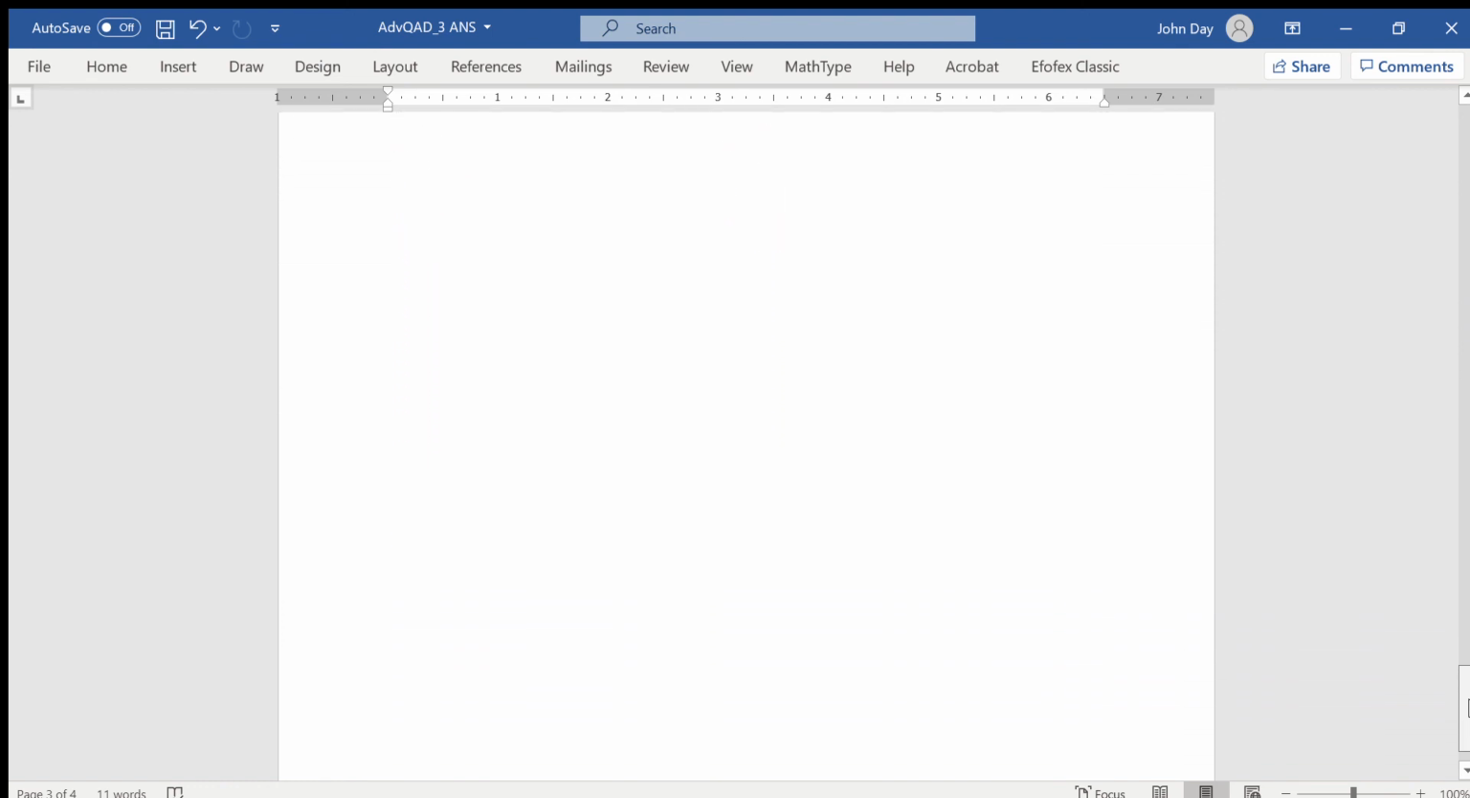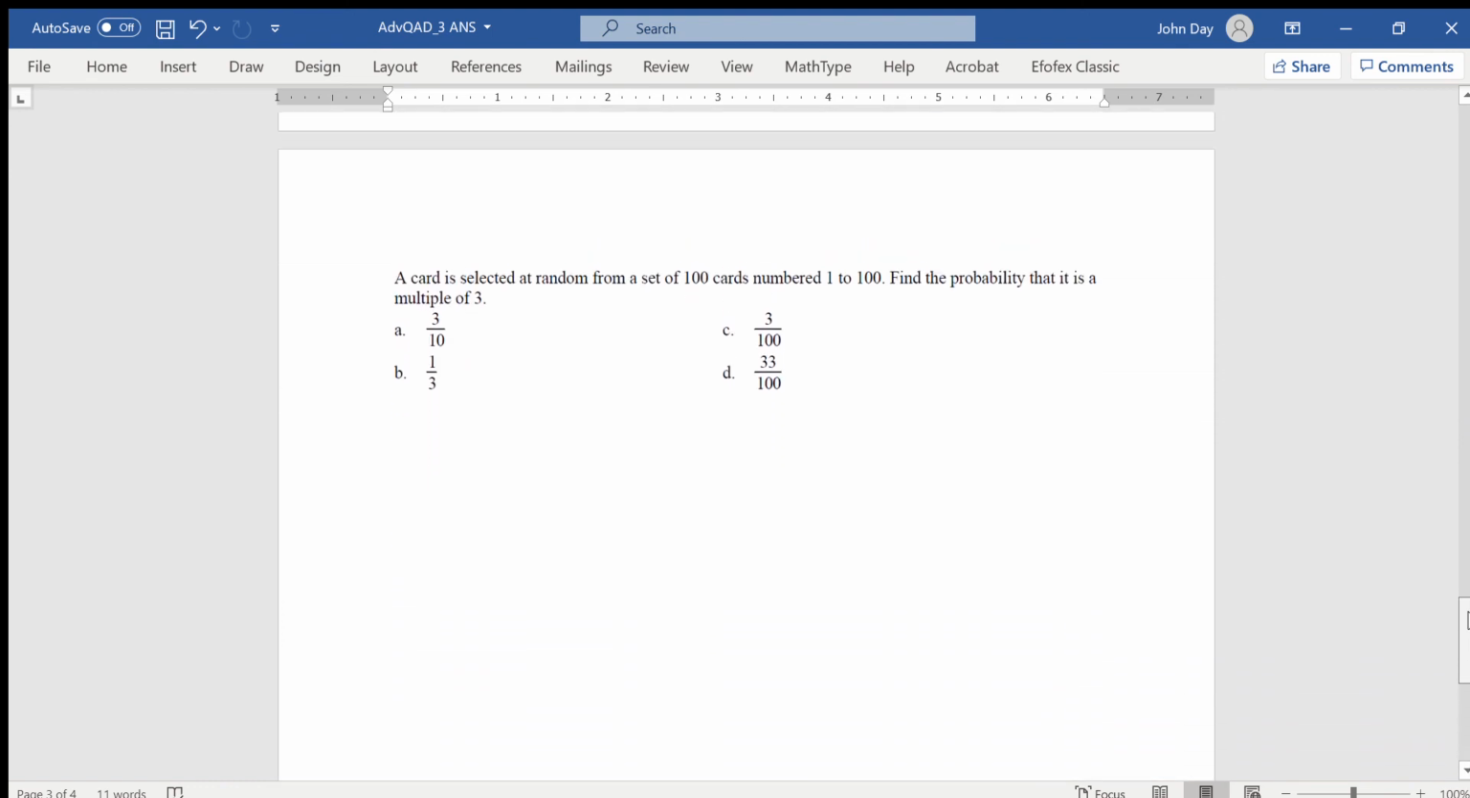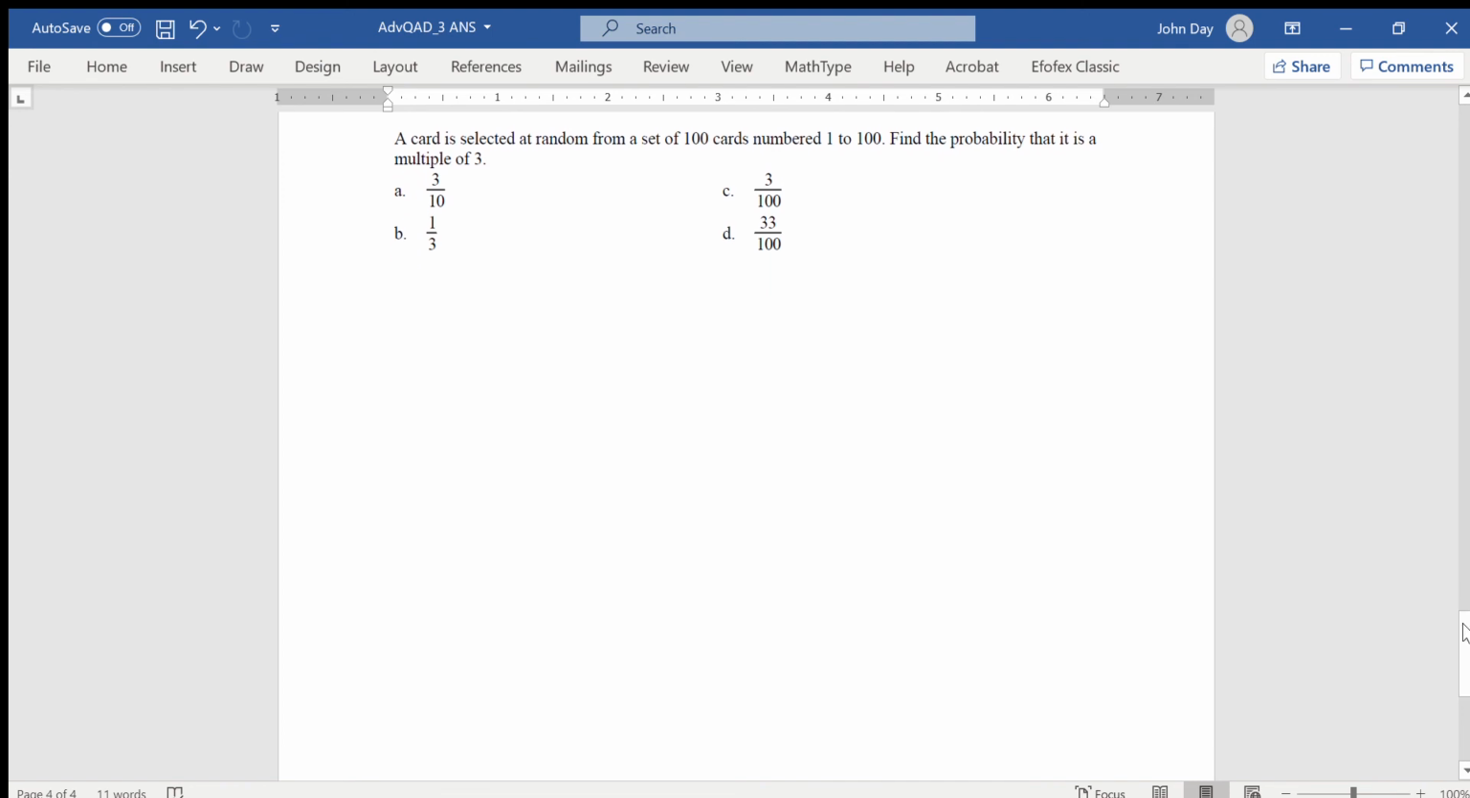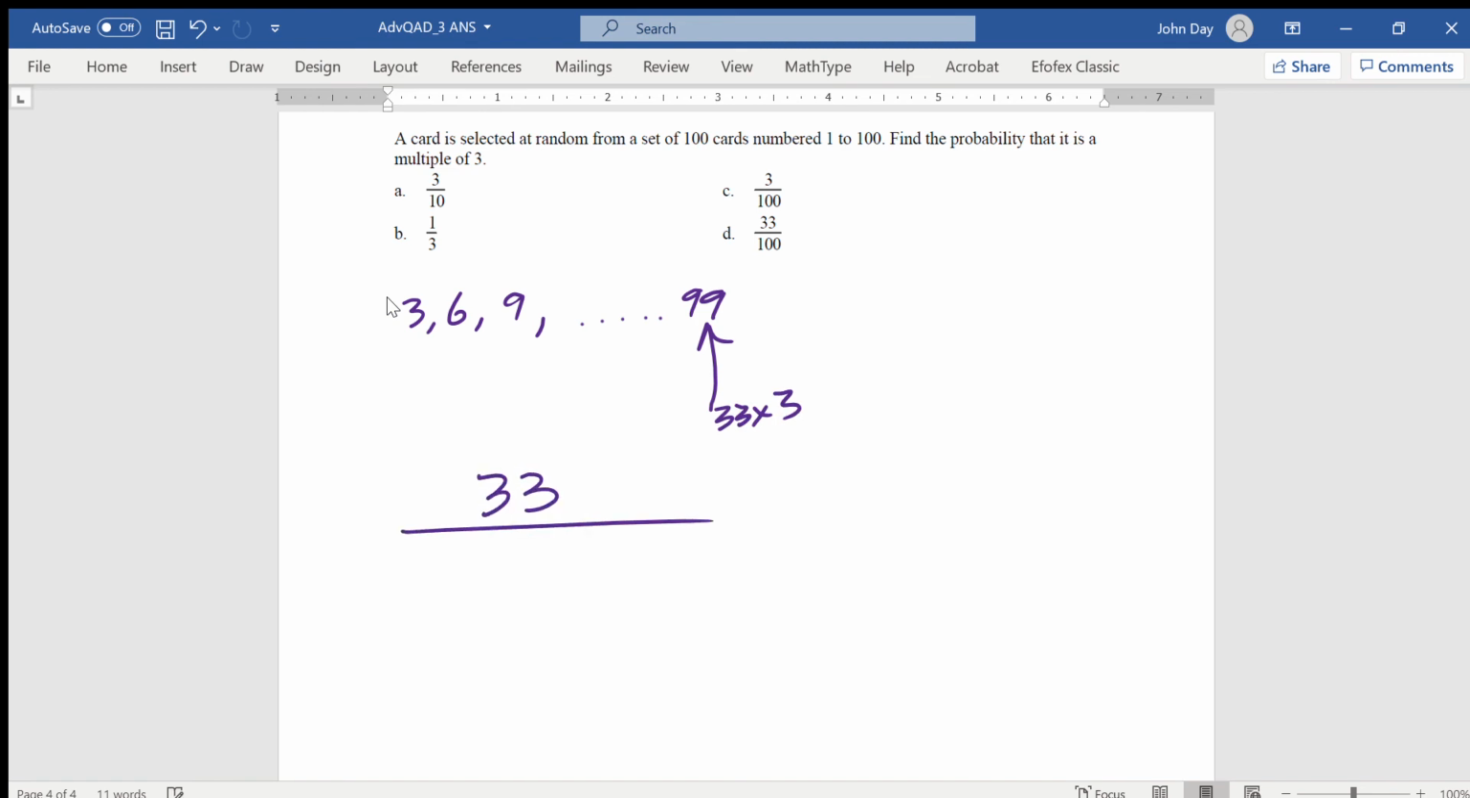Okay, and this is the last question we're on. A card is selected at random from a set of 100 cards, numbered 1 to 100. Find the probability that it's a multiple of 3. Well, how many multiples of 3 are there between 1 and 100? Like 3, 6, 9, all the way up to 99, because we know that's 33 lots of 3. So there's 33 of those multiples, and there's 100 cards. So the chance of getting one of those multiples is 33 ways of it happening out of the 100 total possibilities. So that's D.